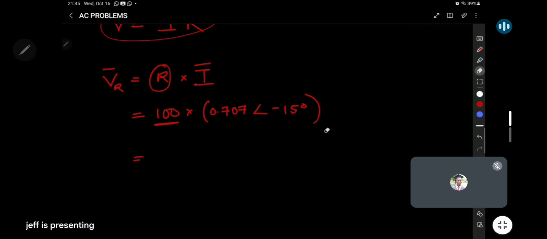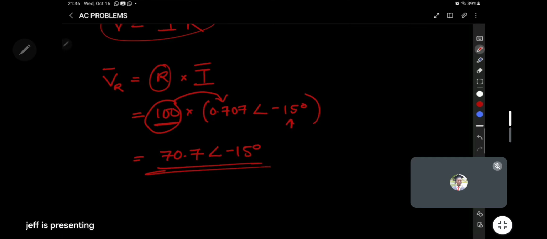But all in all, this 100 just directly multiplies the magnitude part. So 100 times that, we get 70.7. Here we have no angle, implying that the phase would remain minus 15 degrees. So basically, this is how it would reduce.